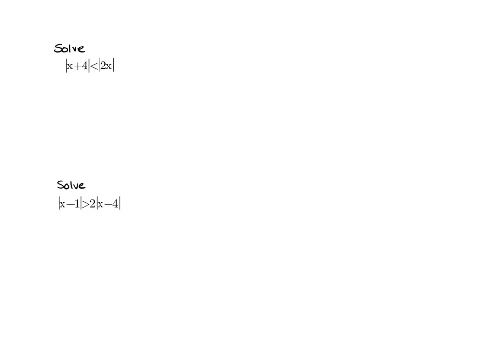In this video, we're going to have a look at solving modulus inequalities using an algebraic method. The first thing we're going to do is square both sides. So when I expand these, I'm going to get x squared plus 8x plus 16 is less than 4x squared. Now I'm going to rearrange this to get all of my terms onto one side.